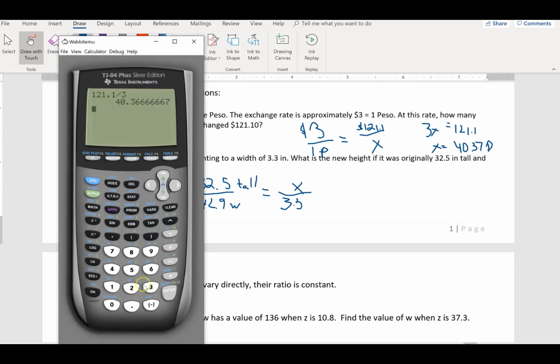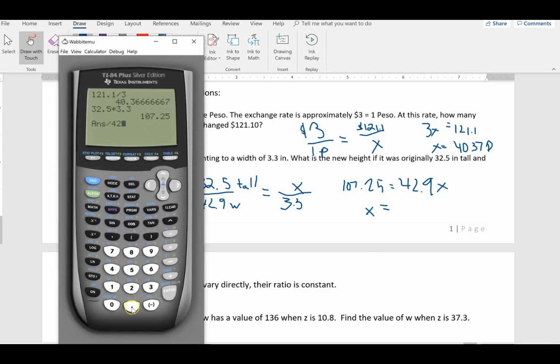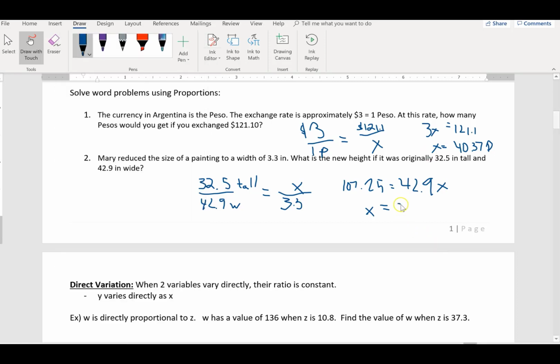Cross multiply, so 32.5 times 3.3. It's 107.25. That equals x times 42.9. Divide both sides by 42.9 to get x equaling 2.5. So it had to be 2.5 inches tall.